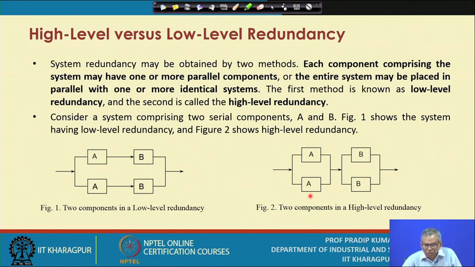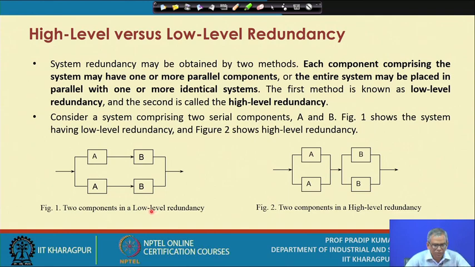Whereas here, the two components are in a high level redundancy. This was your system, and you have added another system. So this is basically high level redundancy. That means the system will run when one of these two runs. So this is referred to as the high level redundancy with respect to the systems, and the other is referred to as the low level redundancy because it is at the component level.